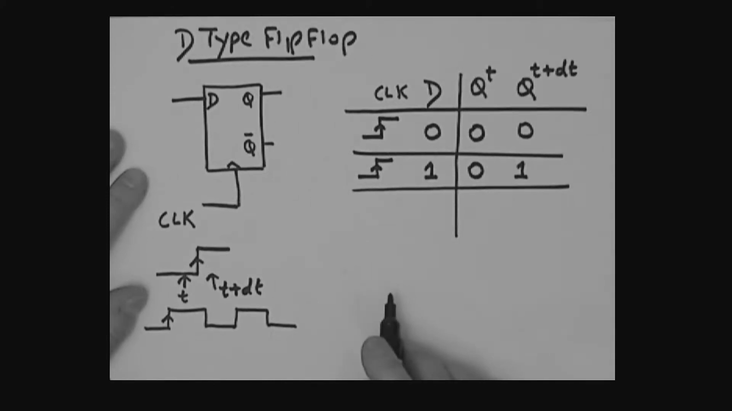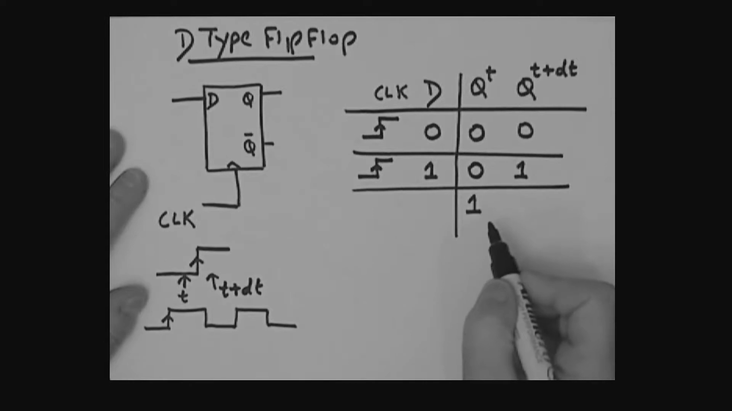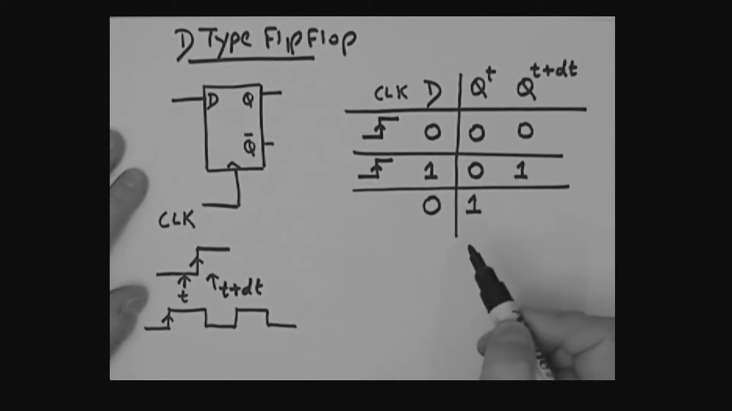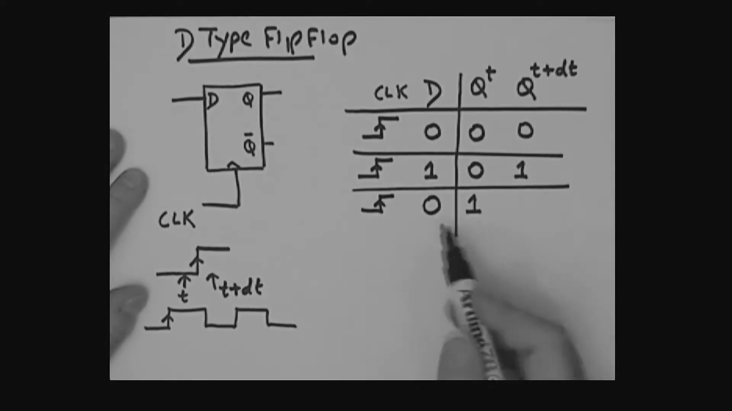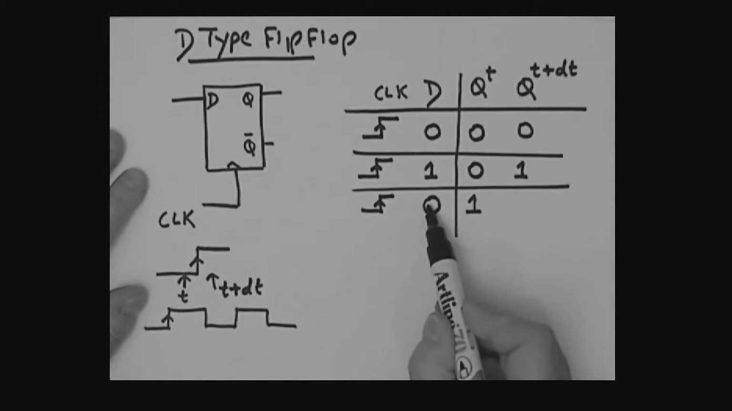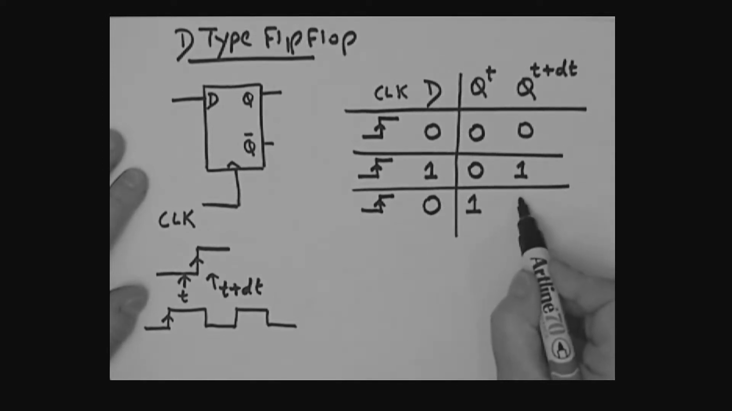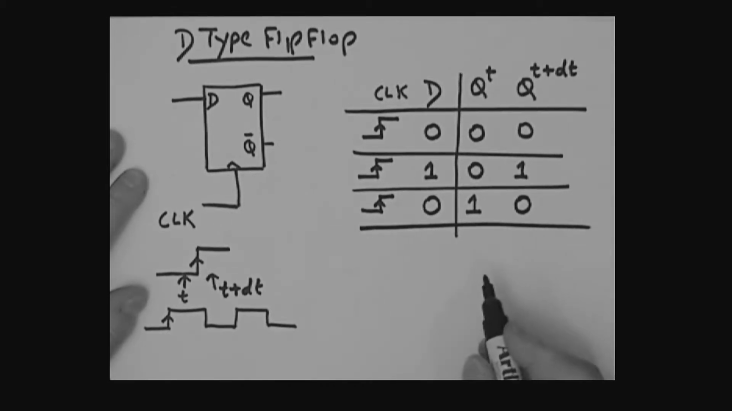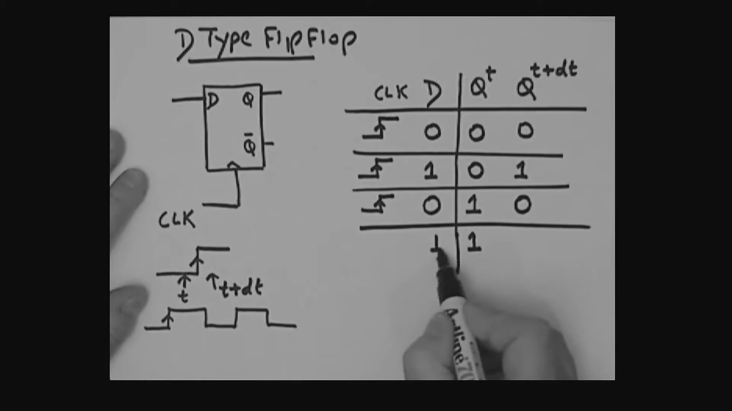Let's move on. Let's suppose now Q were a 1 before the clock edge, and let's say D were a 0. Here comes the clock edge. What's going to happen? Well, D is a 0, the clock comes along, Q then will become a 0 after you get the clock edge. Now let's look at the last case here of our truth table, where Q before the clock was a 1, D was a 1.